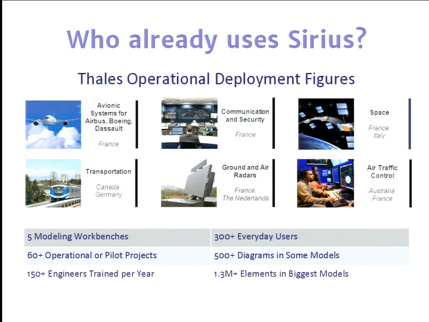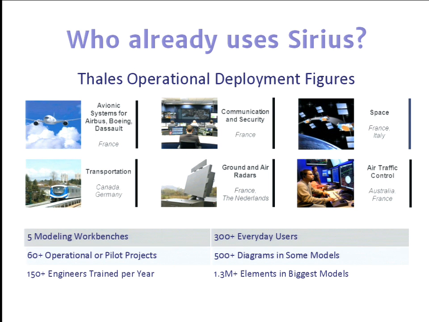So who already uses Sirius? I'm talking here for Thales. On the following slide, you will see who uses Sirius outside Thales. We use Sirius in all our domains. That goes from avionics systems to transportation, communication and security, ground, air, radars, space, air traffic control, and in different countries. So mainly France, but also Canada, Germany, the Netherlands, Australia, Italy, and since 3 weeks ago, Singapore.